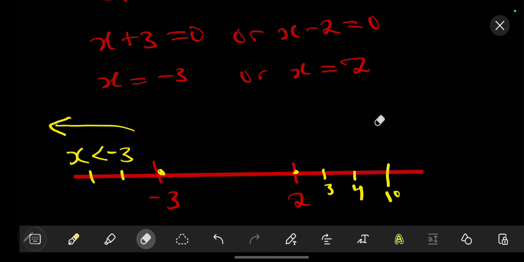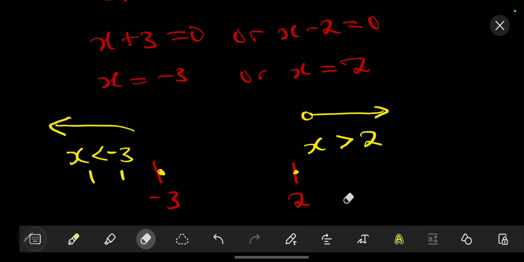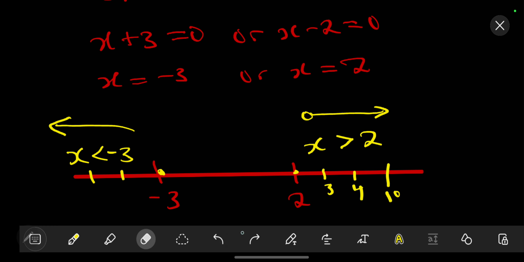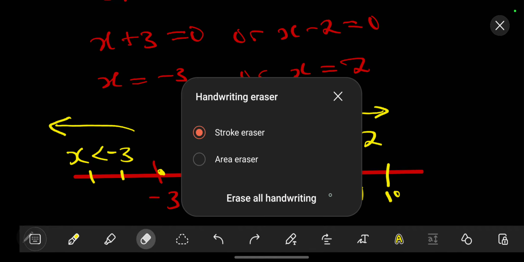So what we are going to do is say that our x is greater than 2. This means that you are talking about all the values that are this side. They are all greater than 2. That's the meaning. Now, if we look at it from that perspective, we are going to end up with this.